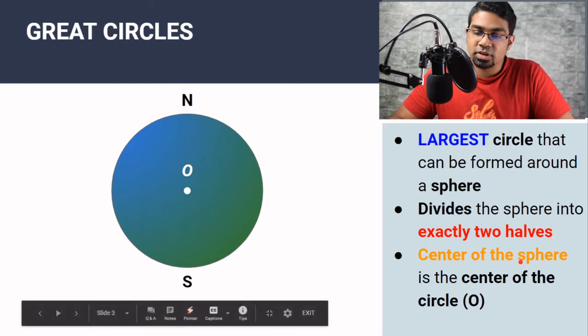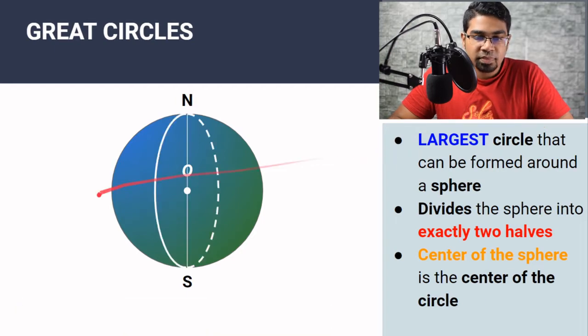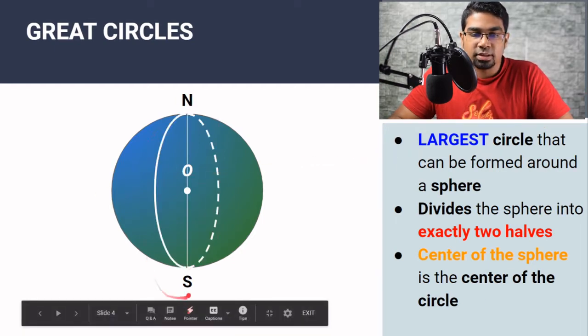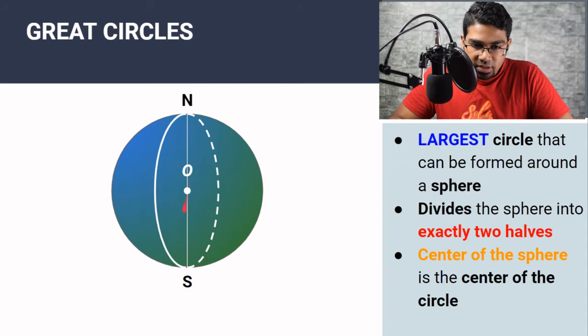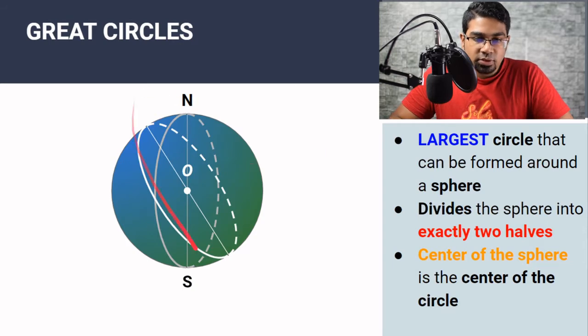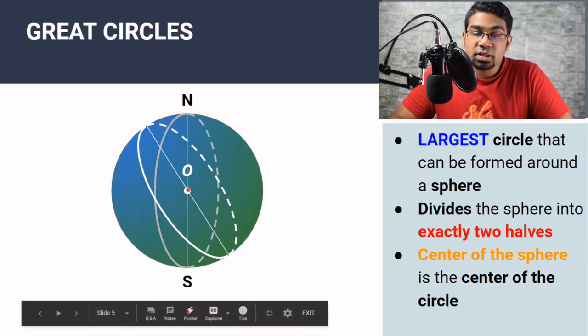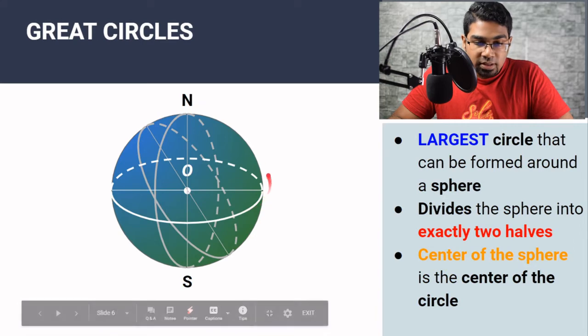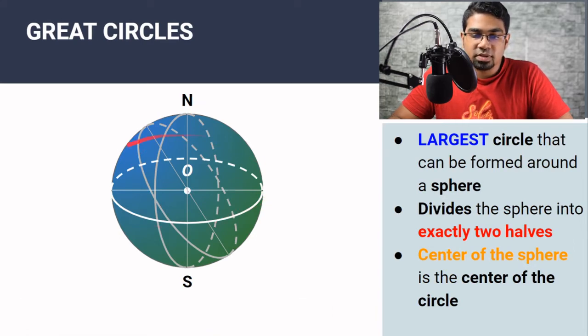The center of the sphere is the center of the circle. If it is a great circle, the center of the circle will also be the center of the sphere. In this case, O. Let's look at an example. So this is a great circle because we can see the center of this circle is the center of the sphere. It is exactly the same thing, so it is a great circle. This is also a great circle. The center of the sphere is the center of the circle. This one, same case. The center of the circle is the center of the sphere.